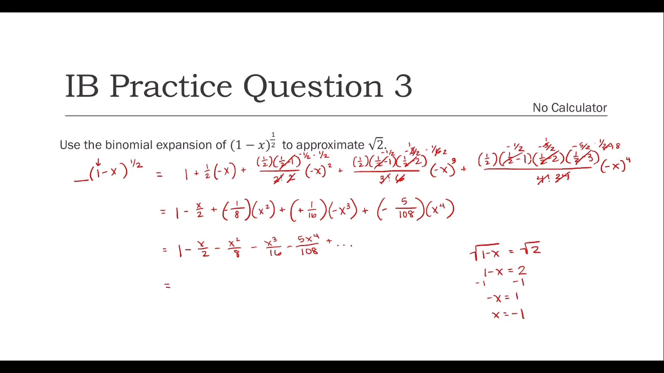So this equals 1. And then the negative 1 will make this positive. So we have plus 1/2. Negative 1 squared would be positive 1. So we have minus 1/8. Negative 1 cubed is going to be a negative. So this will be positive 1/16. Negative 1 to the fourth is going to be positive. So we have a negative still, 5 over 108 plus dot dot dot. So this equals 1 plus 0.5 minus 1/8, which is 0.125, plus 1/16, which is half of an eighth. So that will be 0.0625 minus 5 over 108.